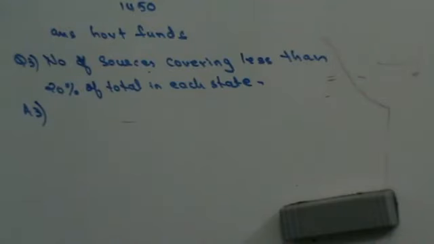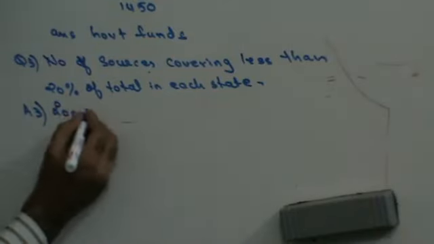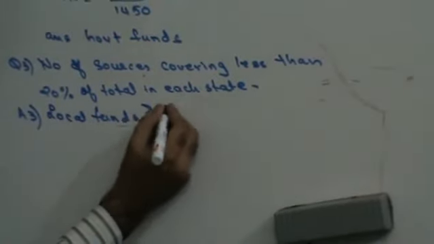Now let's look at Maharashtra. Total is 1200, 20% will be 240. Local funds and endowments, both figures are less than 240. Similarly, Tamil Nadu, total is 1450, so 20% will be 290. Local funds and endowments are both less than 290. And finally, Uttar Pradesh, 910, so that will be 182. Local funds and endowments are both less than 182. So the items which are less than 20% are local funds and endowments.